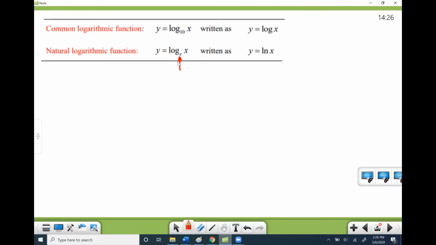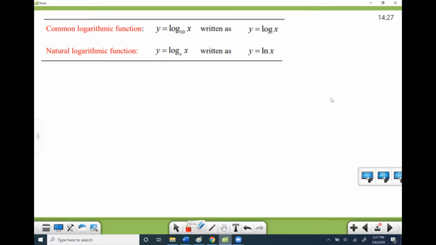All right. So log base e actually isn't even written as a log. It's written ln, natural log of x. So this is called the natural logarithm. The other one's called the common logarithm. Okay.